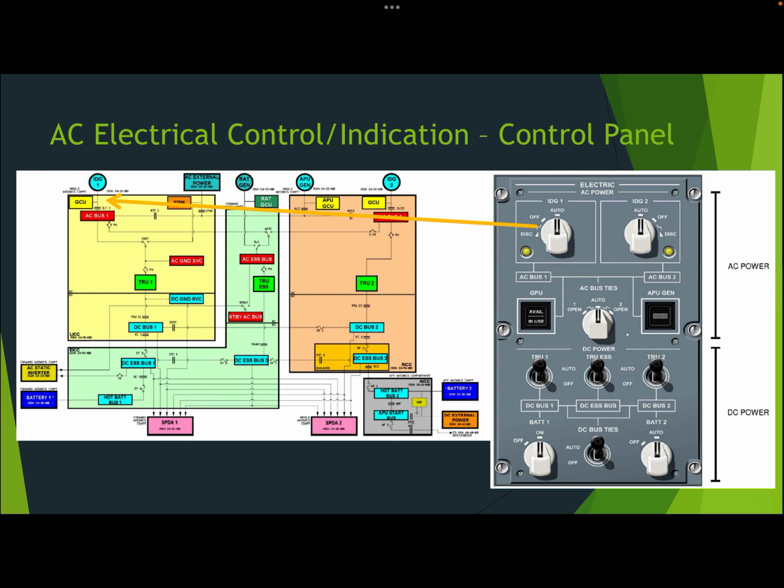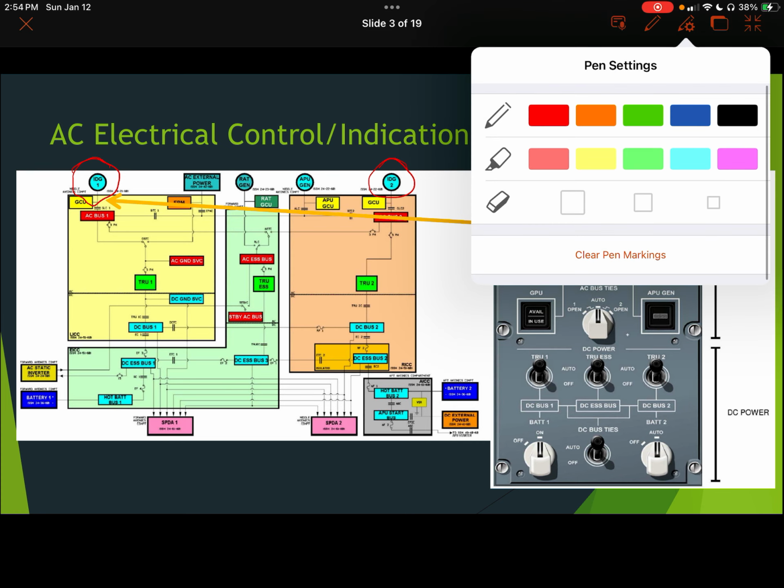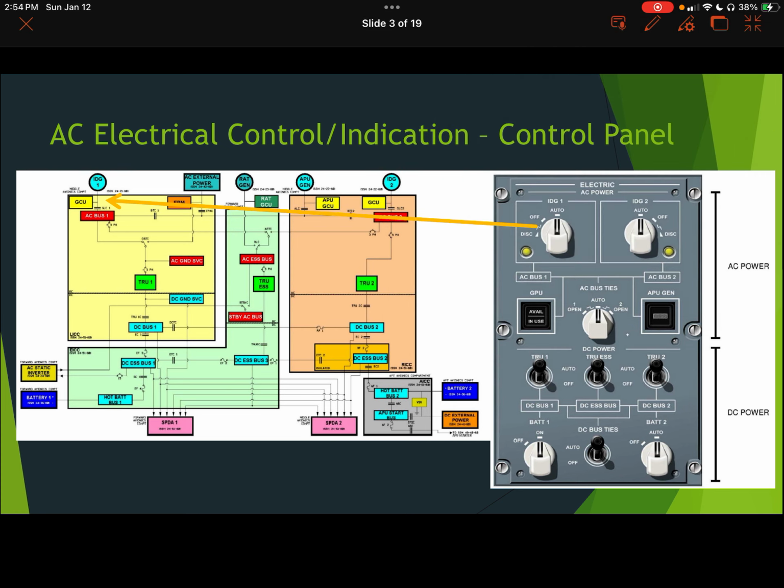So the first thing we'll see is that this is a twin engine aircraft, so there are two main generators. There's IDG1 and IDG2. And then the controls for those on this AC electrical panel, there's an IDG1 control and an IDG2 control. Most of the time these are left in the auto position as shown right now. In the auto position, this knob controls the generator control unit, or GCU. That's this thing shown here, and there's one for each generator as well.